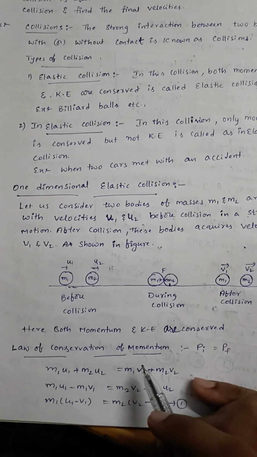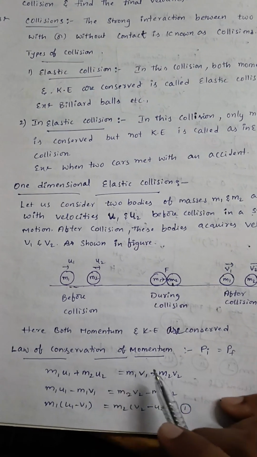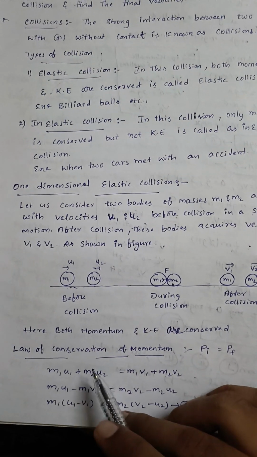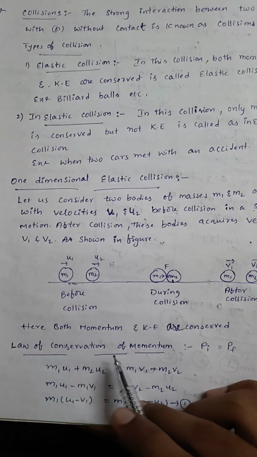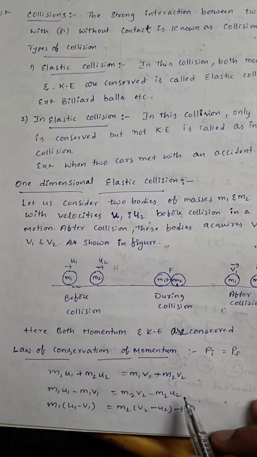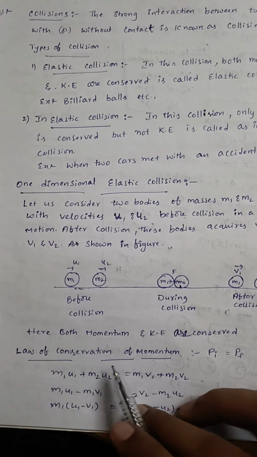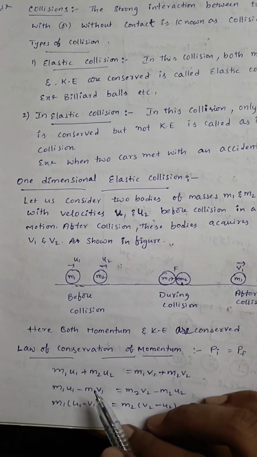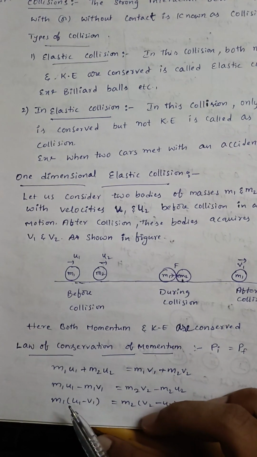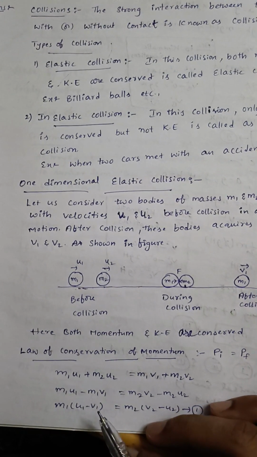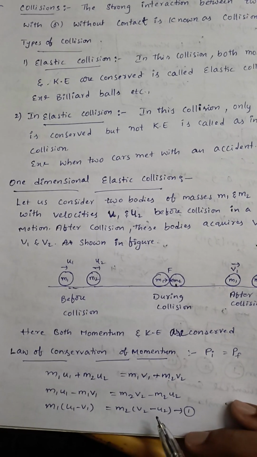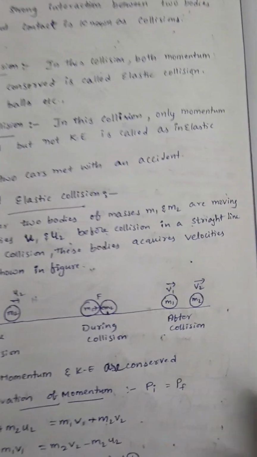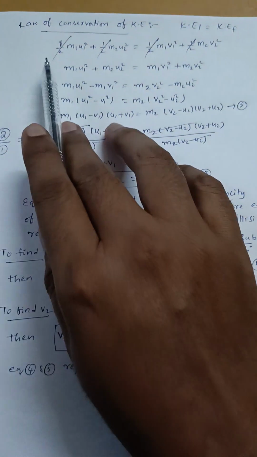Now we will shift m1 v1 to this side. We are taking m1 terms on one side and m2 terms on the other side. m1 u1 stays the same, but m2 u2 is shifted to the other side and the sign changes from plus to minus m2 u2. Likewise, plus m1 v1 changes to minus m1 v1. By taking m1 common, the remaining terms are written as m1 into u1 minus v1 equals m2 into v2 minus u2. This is your equation number 1, which comes from the law of conservation of momentum. Now again we go for the law of conservation of kinetic energy.